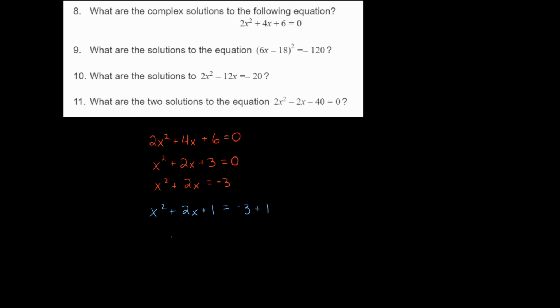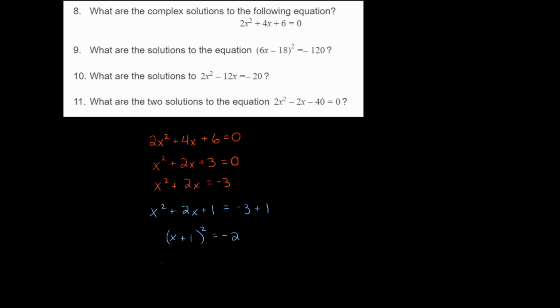Okay, so this is a perfect square trinomial. I can actually tell you what that square is. It's going to be x plus 1 squared. It's going to be x because that's the square root of x squared. It's going to be 1 because that is both half of 2 and the square root of 1. And that's equal to negative 3 plus 1, which we all know is negative 2. Okay, now I can go ahead and finish solving it. I'm done completing the square.